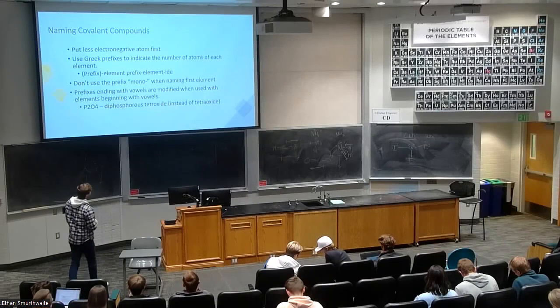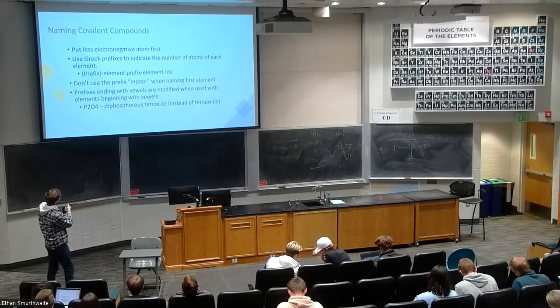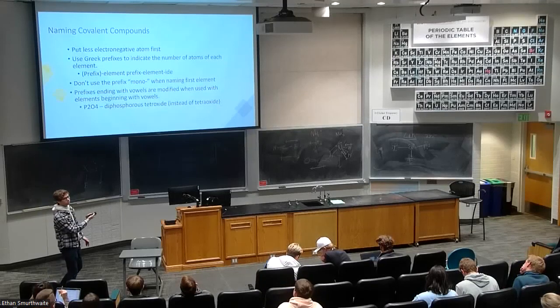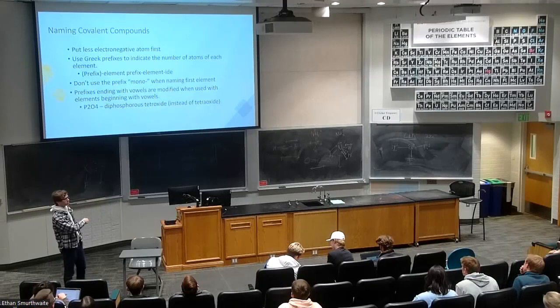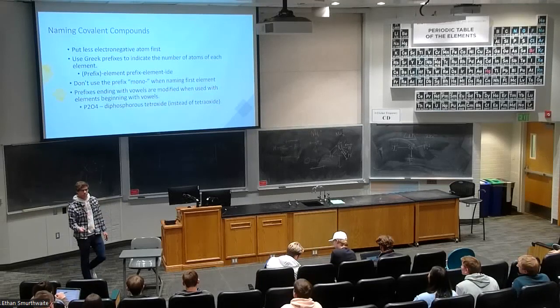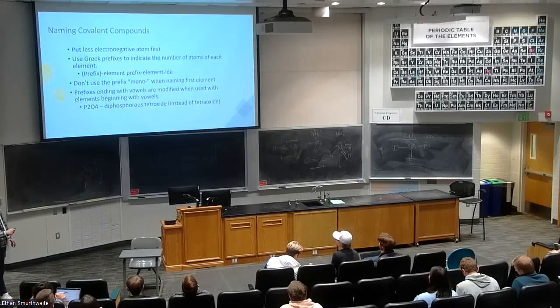So let's say we had this one here. We have the prefix of the first one, di, because there's 2 phosphorus. So diphosphorus, space, prefix element ide. The prefix is tetra, but it's edited down to tetr because oxide starts with a vowel. So we have prefix, element, and then ide. We kind of cut off the element and just throw ide in there. We good with how that works? Solid?